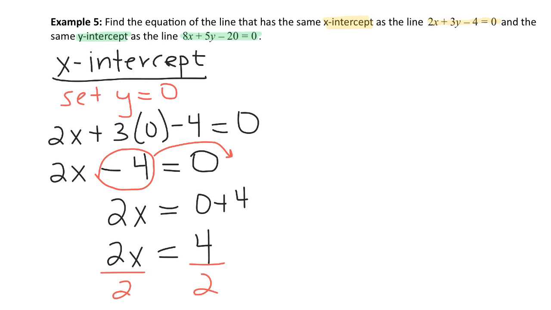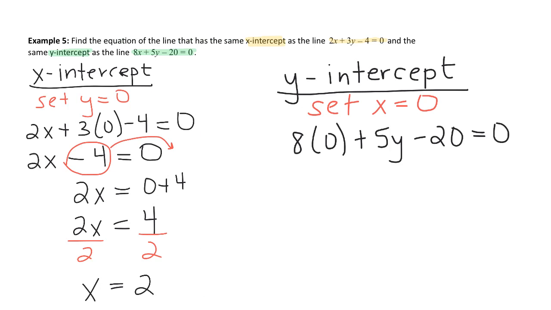So two different ways to solve it. Both methods are going to give you the exact same answer. One is a little bit quicker than the other, but again, it comes down to your personal preference on how you want to solve it. So let's go ahead and use the exact same method. To find the y-intercept, we're going to set x equal to 0.